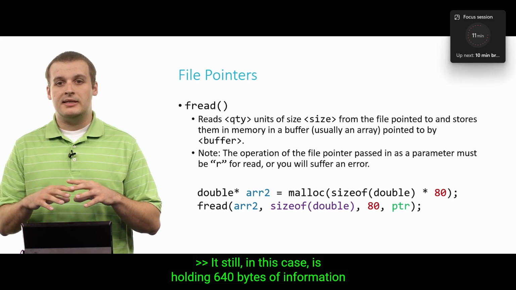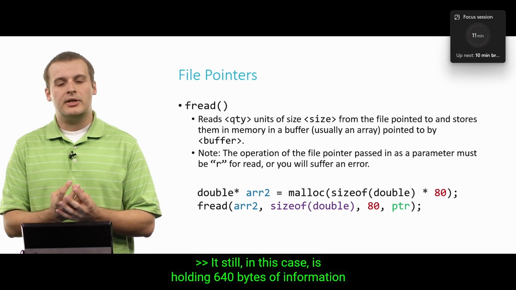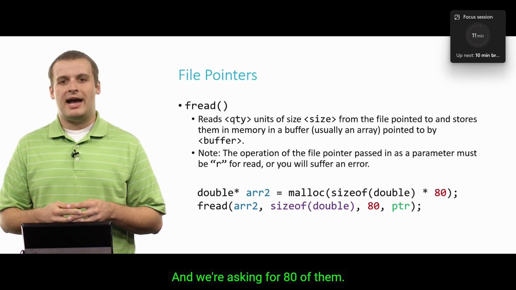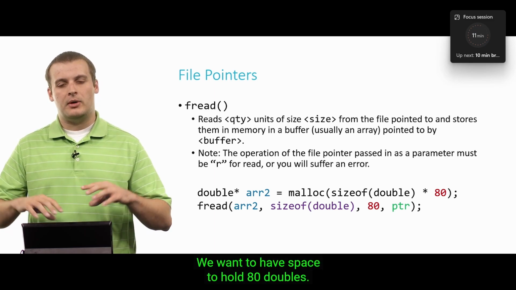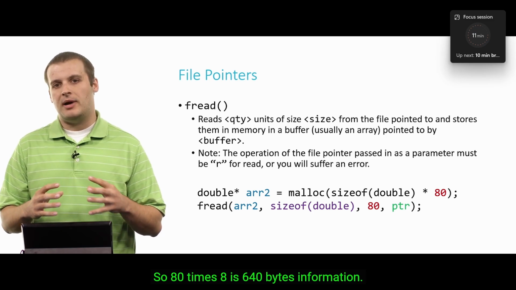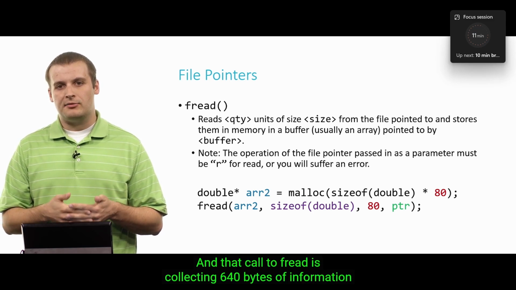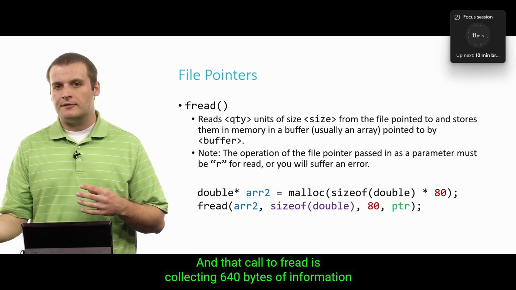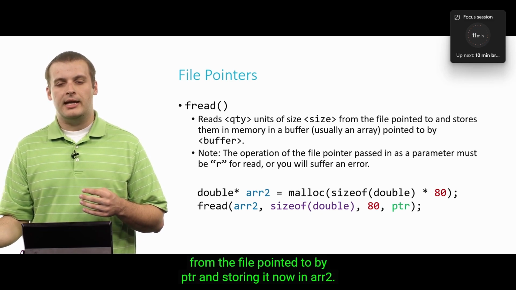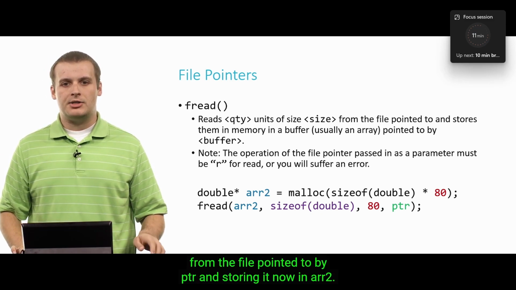It still is, in this case, holding 640 bytes of information because a double takes up 8 bytes, and we're asking for 80 of them. We want to have space to hold 80 doubles. So 80 times 8 is 640 bytes of information, and that call to fread is collecting 640 bytes of information from the file pointed to by PTR and storing it now in ARR2.